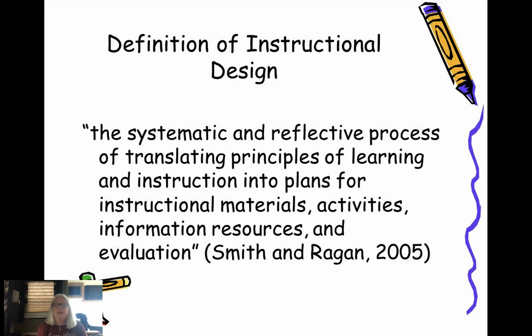Here's another definition I like from Smith and Reagan. It says it's a systematic and reflective process for translating principles of learning and instruction into plans for instructional materials, activities, information resources, and evaluation. I like this one because it talks about being reflective, because at every part of the systematic approach, we stop and reflect on whether we could make it better. And if so, we go back and we make it better and then go forward. So we're consistently trying to make the training better in this way.